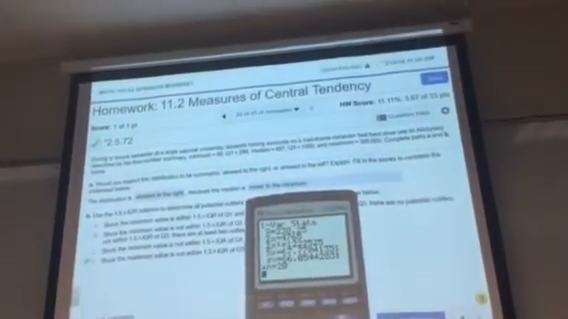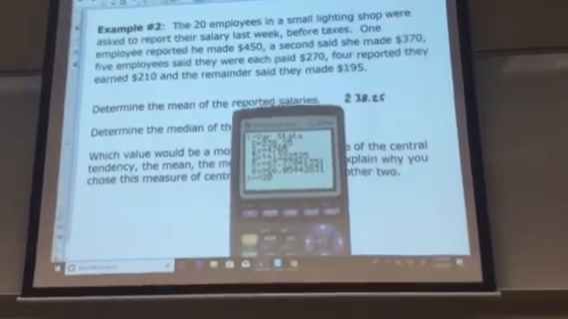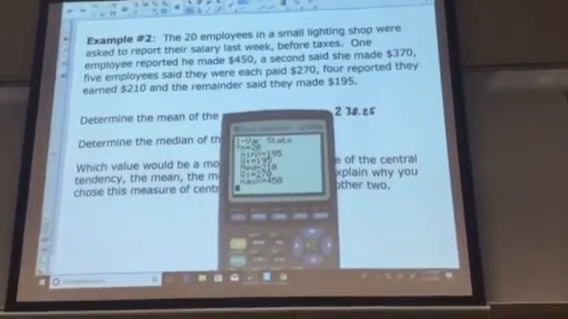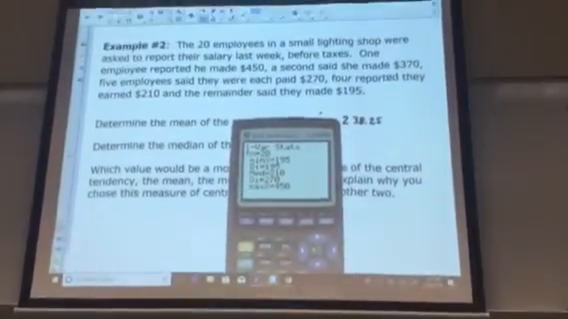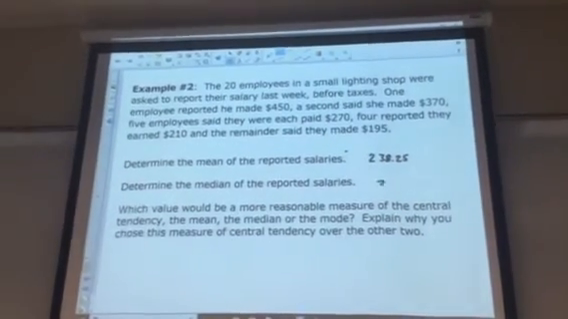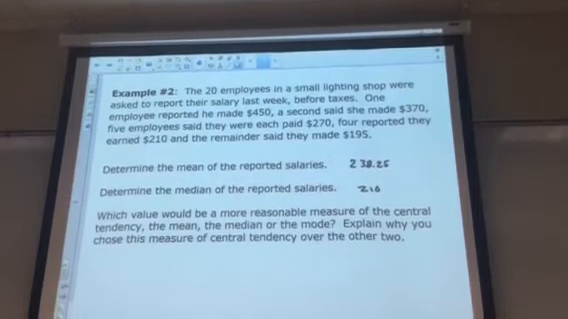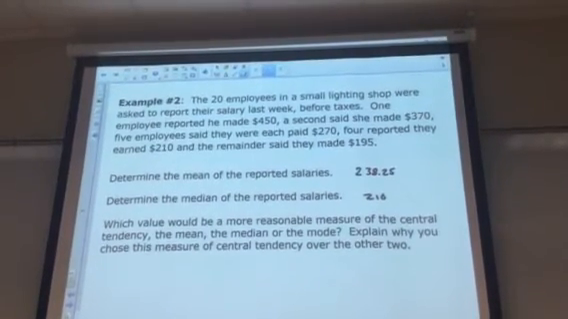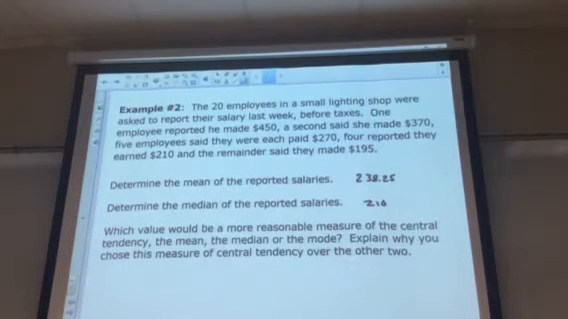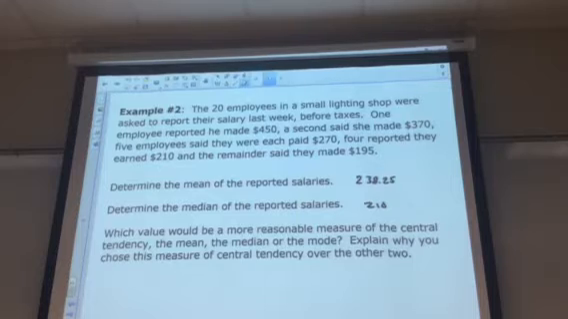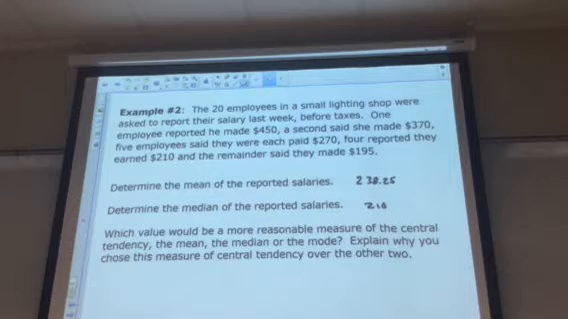Median salary is not on this screen. Median salary is 210. Which of those two values, in your opinion, would be a more reasonable measure of central tendency? The mean, the median, or the mode? By the way, we didn't list the mode. What's the mode? What's the most frequently observed salary?